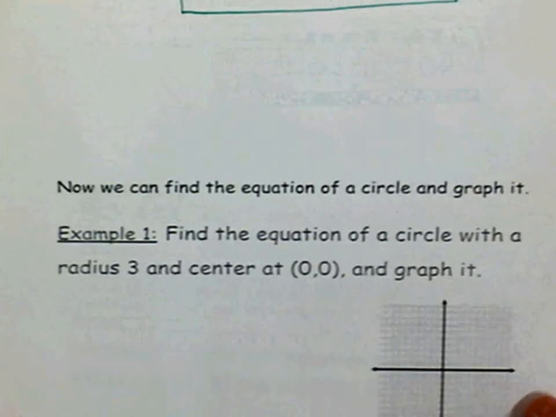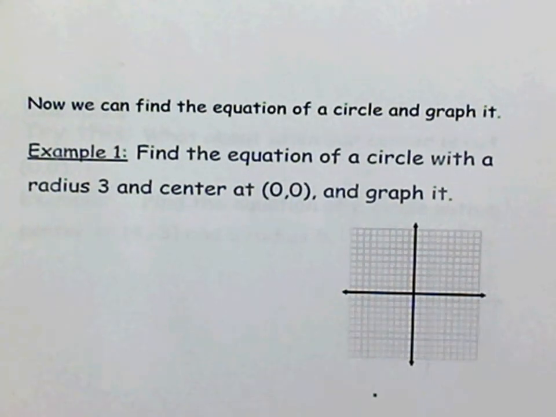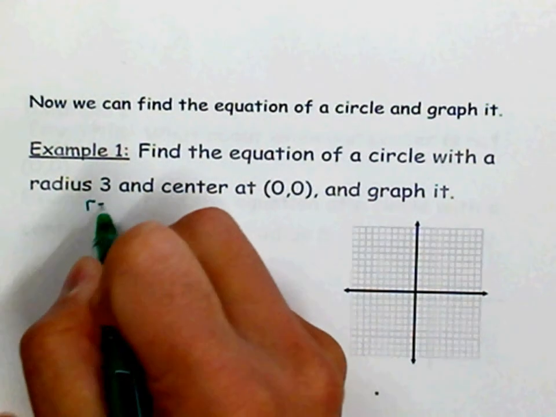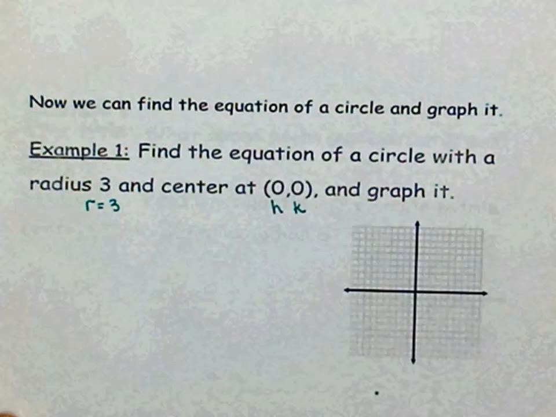Find the center. Now we can find the equation of a circle and graph it. Find the equation of a circle with a radius of 3, so your r is 3, and your center is 0, 0. So there's your h and your k. Okay? So how would you go about graphing this?